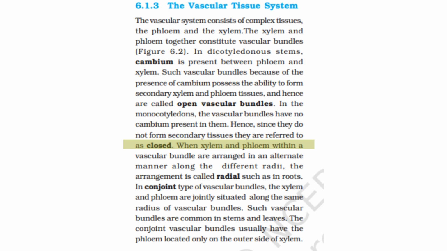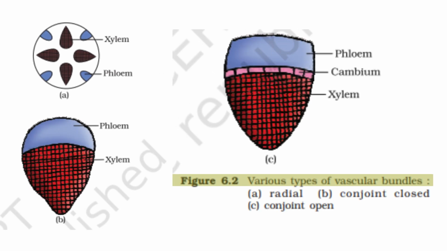When xylem and phloem within a vascular bundle are arranged in an alternate manner along the different radii, the arrangement is called radial, such as in roots. In conjoined type of vascular bundles, the xylem and phloem are jointly situated along the same radius of vascular bundles. Such vascular bundles are common in stems and leaves. The conjoined vascular bundles usually have the phloem located only on the outer side of xylem. Figure 6.2. Various types of vascular bundles. A. Radial. B. Conjoined closed.